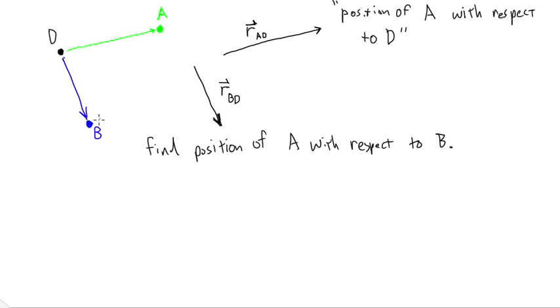Now, how do we find the position of Alice in a coordinate system that's centered on Bobby? When we say with respect to something, we're talking about measuring in a coordinate system centered on Bobby. For this stuff up here, we're using a coordinate system centered on Dad, and you can imagine the x and y axes coming out from here. And now we want to find the position of Alice with respect to Bobby.